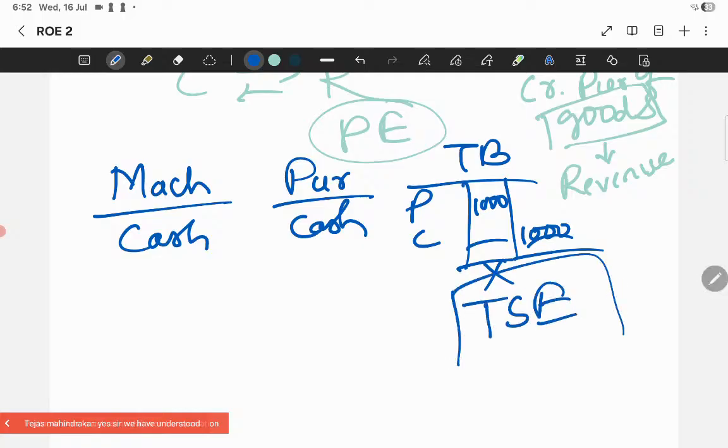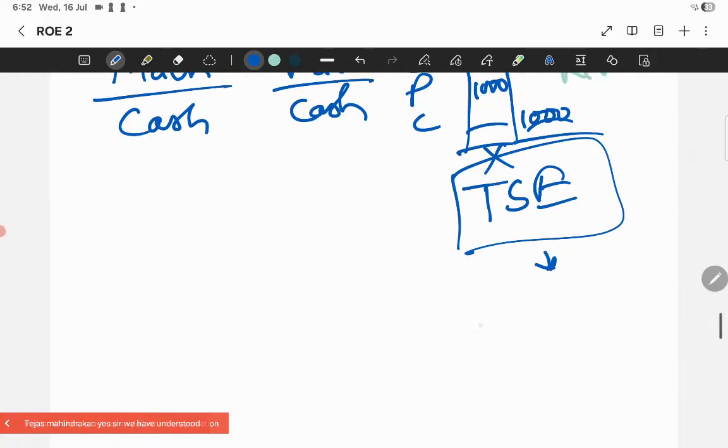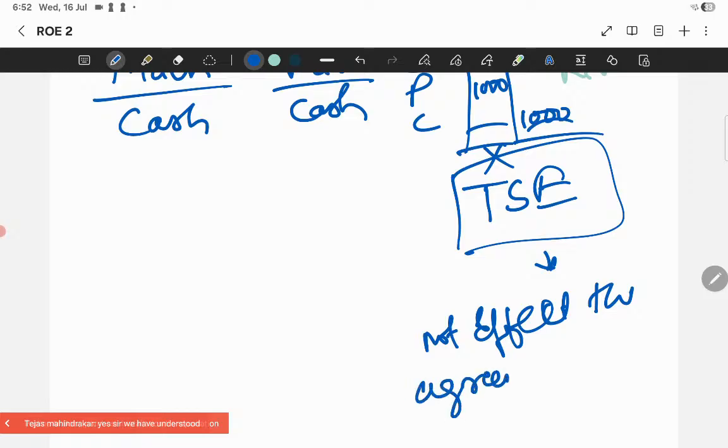Hence, this is called a two-sided error. If you remember, yesterday we defined it as the error which will not affect the agreement of trial balance, which will not affect the agreement of trial balance.